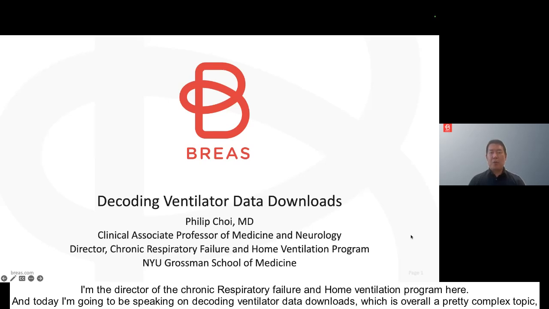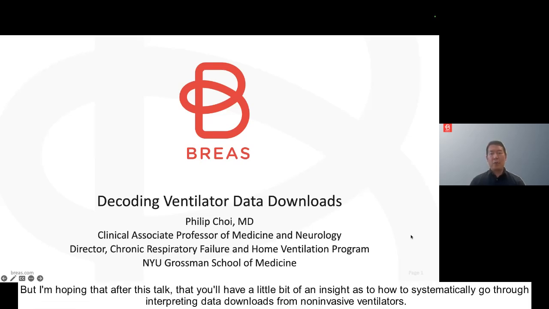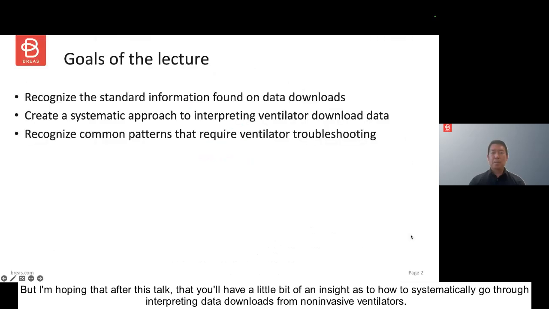And today I'm going to be speaking on decoding ventilator data downloads, which is overall a pretty complex topic, but I'm hoping that after this talk you'll have a little bit of an insight as to how to systematically go through interpreting data downloads from non-invasive ventilators.